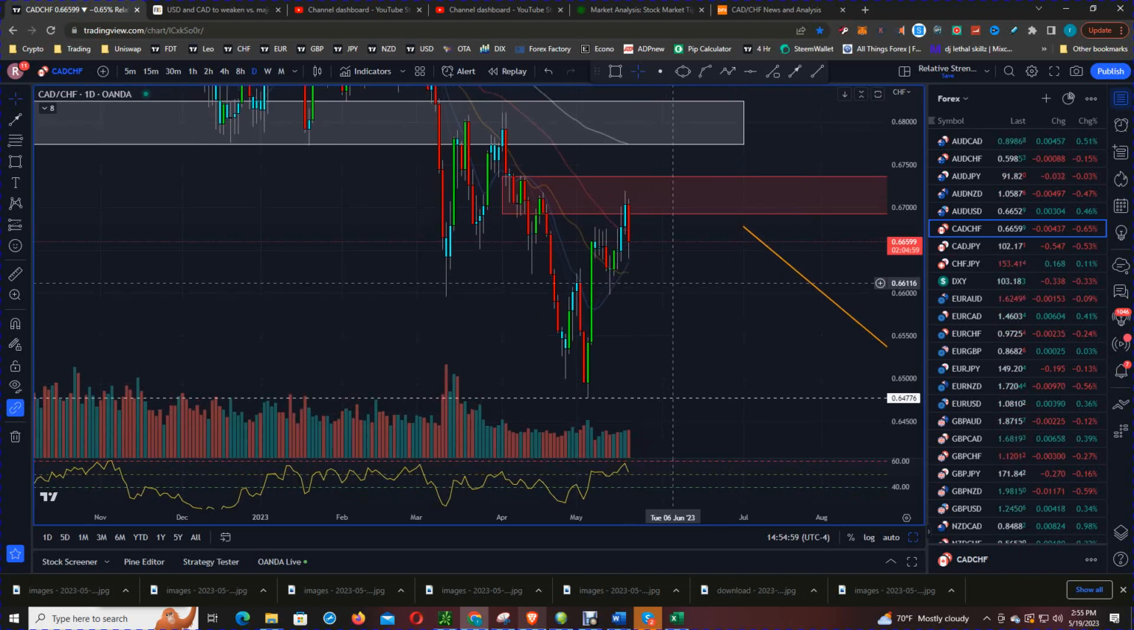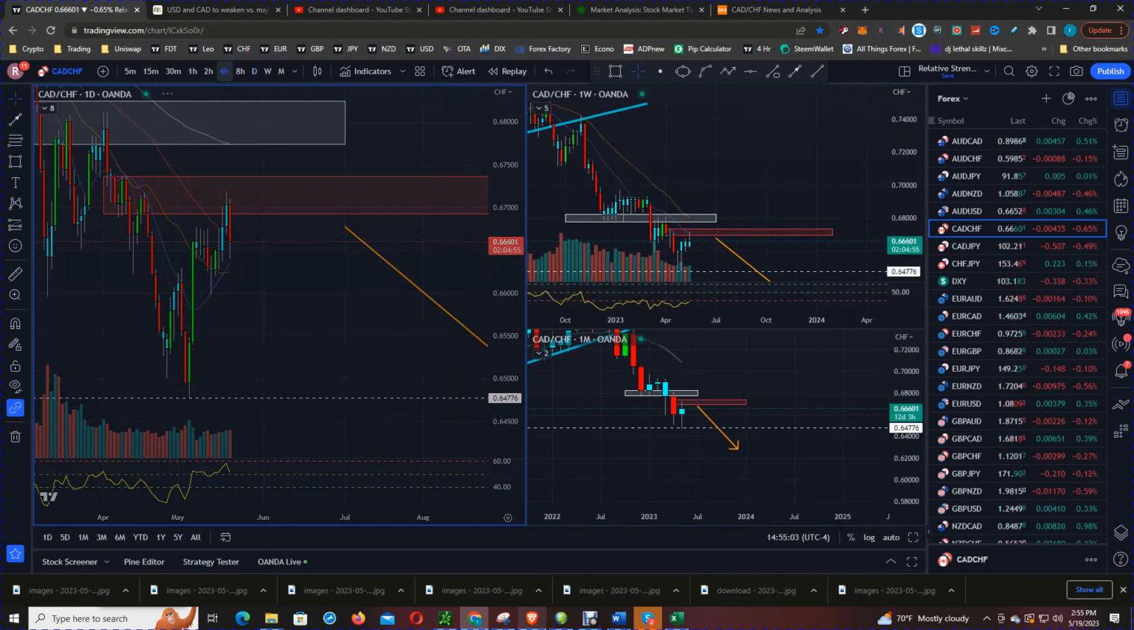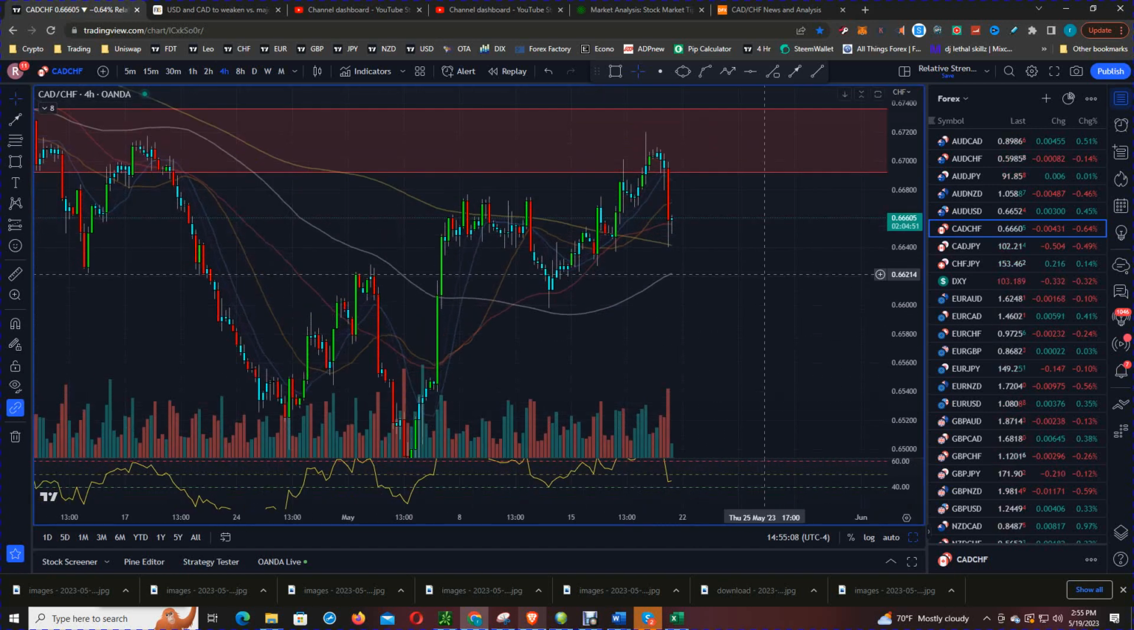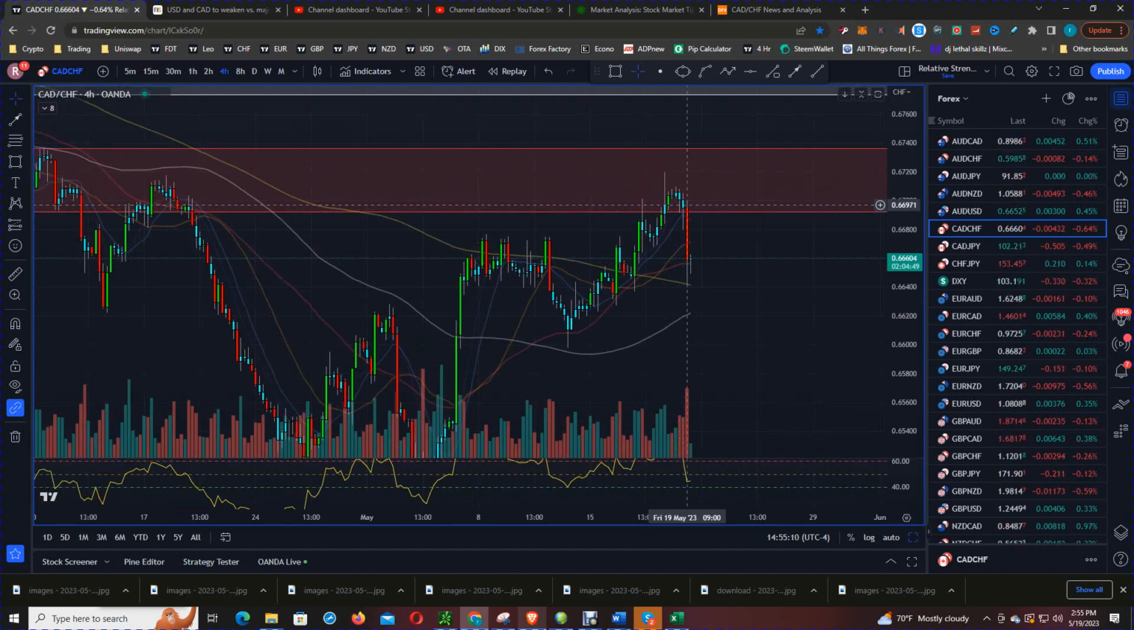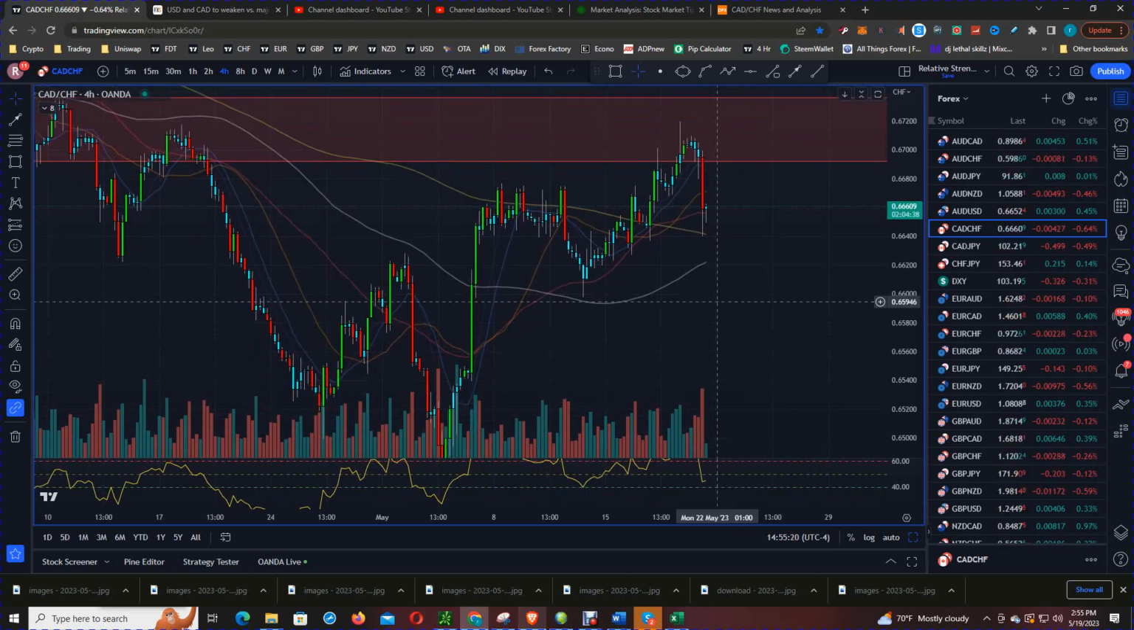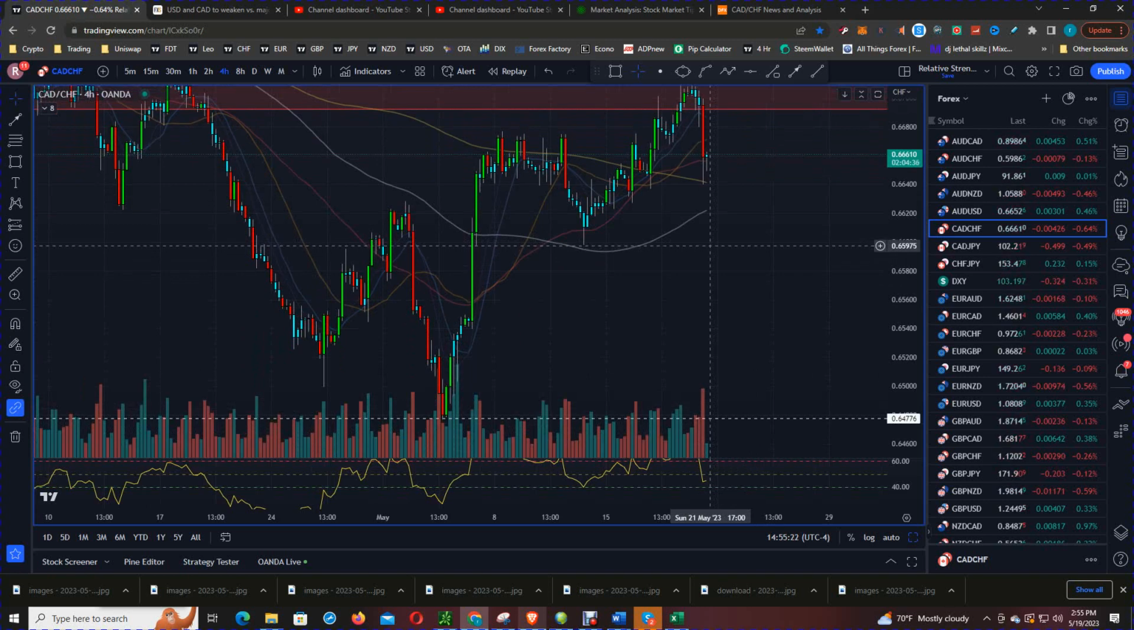Let's see. Just want to see what this looks like on the 4-hour chart. All right, so this pair did sell off today. Again, it's the weekend, so you have folks taking some profits. How many pips is that away? 97.60.